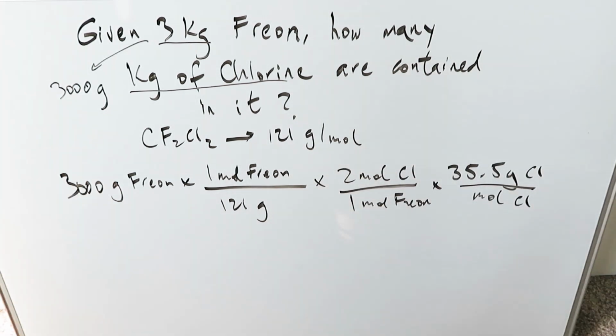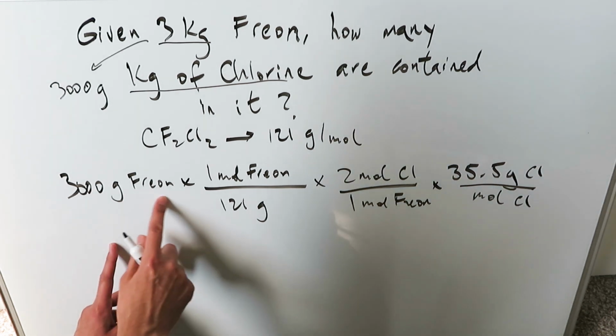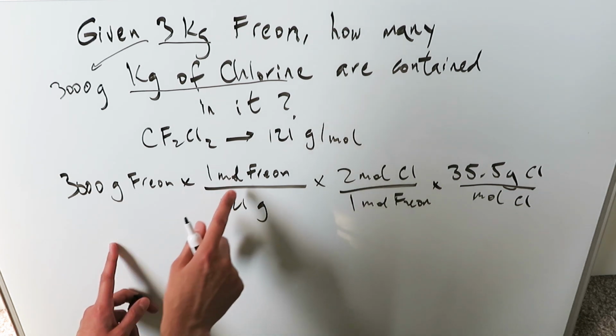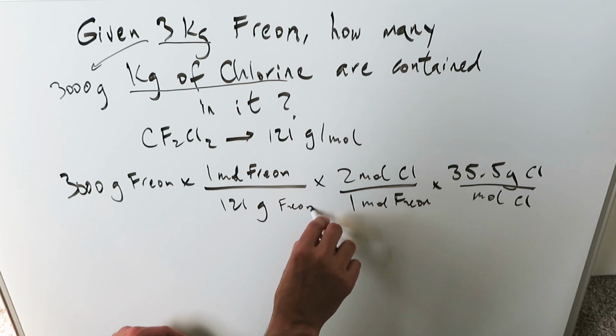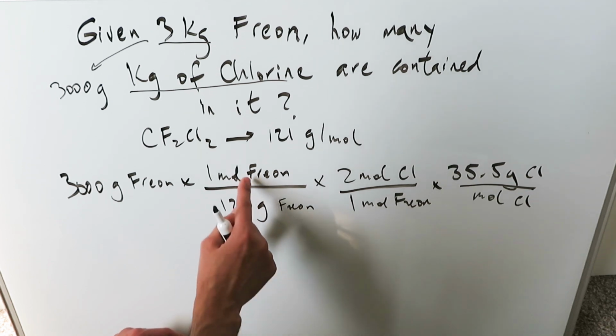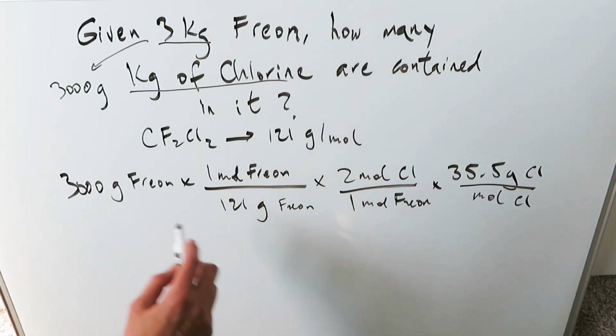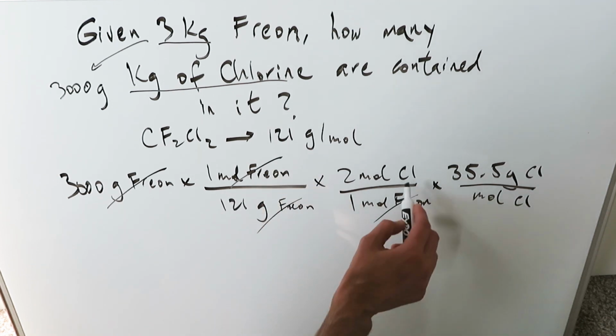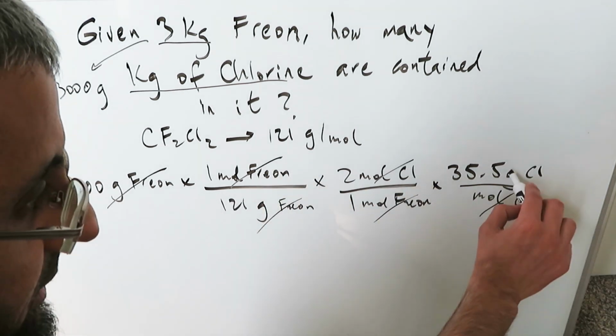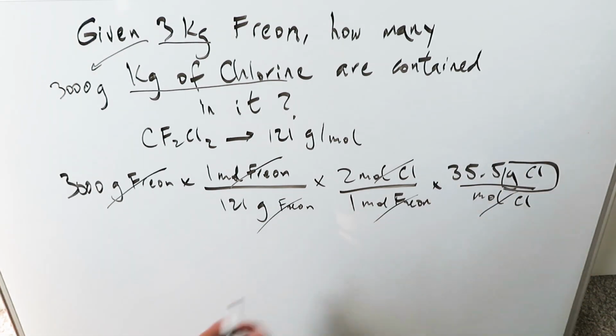Now look, this right here is a factor label method. Everything will cancel out except for that which you don't want to cancel out. For clarity, I have here 3000 grams of freon, then 1 mole of freon per 121 grams. I should have written here freon, so it would look better. It's 121 grams of freon per mole of freon. But now look, everything will cancel out. I have grams of freon, moles of freon, mole of chlorine, mole of chlorine. The only thing which remains is my grams of chlorine, which is what I'm really looking for, but I can easily convert it to kilograms.